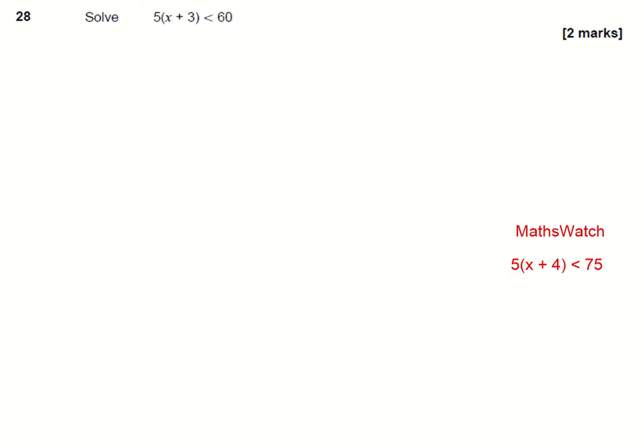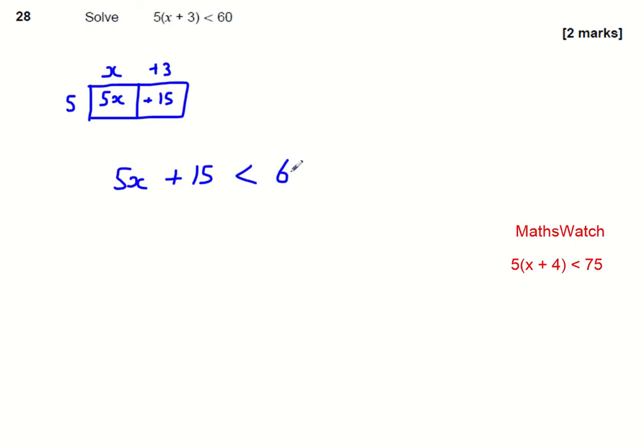Question 28. Solve. 5 lots of x plus 3 is less than 60. This is exactly the same as solving a normal equation. First things first, we need to expand these brackets. So 5 lots of x plus 3, that's one single item being multiplied by 2 items. So that's 5 being multiplied by an x and a plus 3. 5 times x is 5x. 5 times 3 is 15. So this question becomes 5x plus 15 is less than 60.